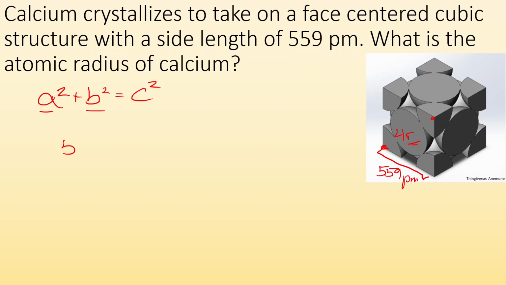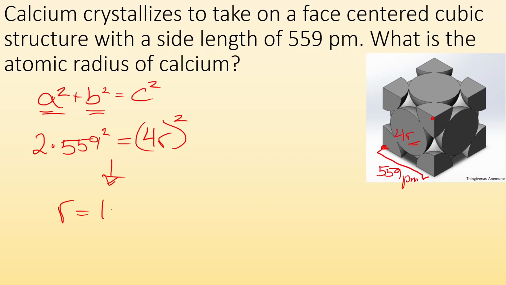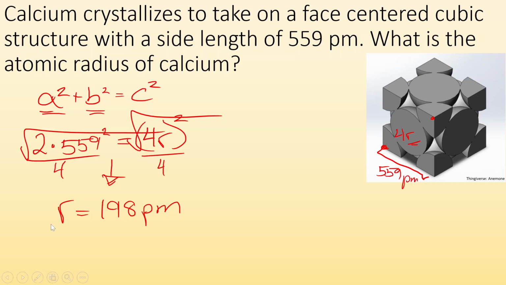So it's really 559 squared times 2, because we're adding them together, has to equal my c squared, which is my (4r) squared. So now if I do the algebra, which I'm not too interested in showing you guys, I trust you can do it. When you do that math and you solve for r, you get 198 picometers. Right, so you can square root both sides, and then divide by 4 to get rid of the 4. And when you do that, you get 198 picometers.